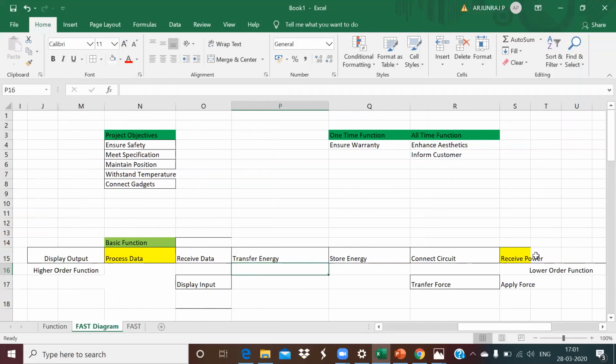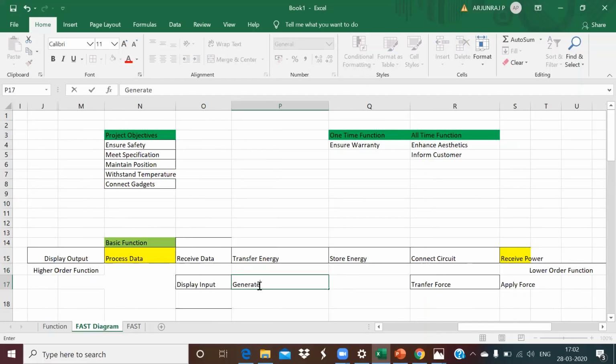and by receiving power. So the person is going to apply force to transfer force by connecting the circuit. They're going to store the energy, transfer the energy, and receive data. They're going to process the data. So here generate light and generate heat are unwanted functions. Even generate light can also be a part of it when the transfer energy takes place. Generate light will be there.